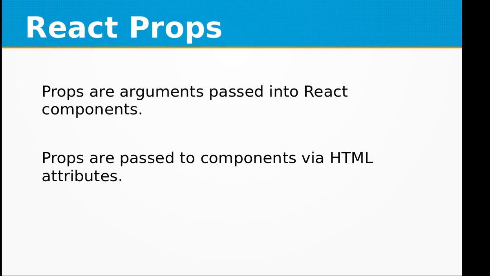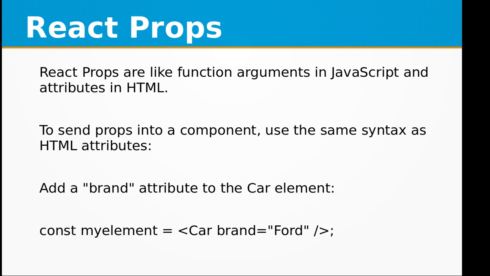Props are arguments passed into React components. Props are passed to components via HTML attributes. React props are like function arguments in JavaScript and attributes in HTML. To send props into a component, use the same syntax as HTML attributes. Add a brand attribute to the car element.